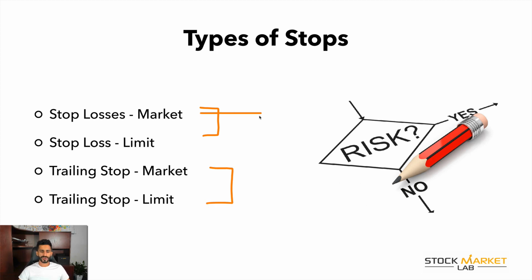If you have a market order, that means once the stock gets to 10, it's going to trigger a market sell order. If you have a stop limit, that means once it gets to 10, what limit do you want to sell it for? Same thing with the trailing stop, market or limit. Do you want to sell at a market price? Do you want to sell at a limit price? These are the main four stops that people primarily use.